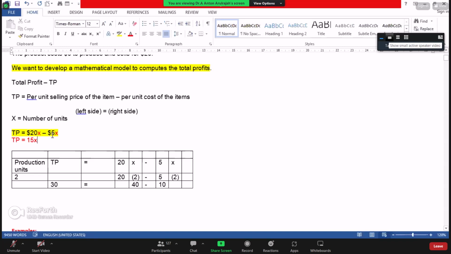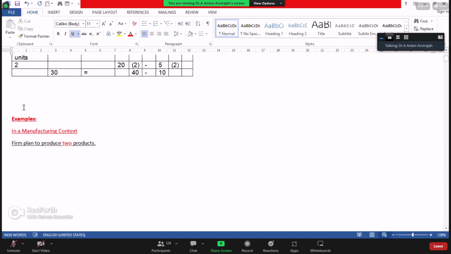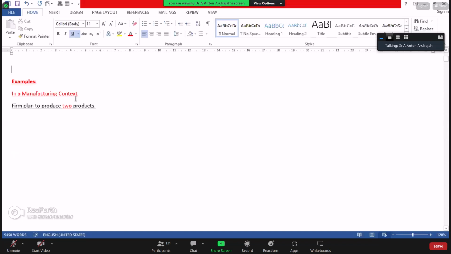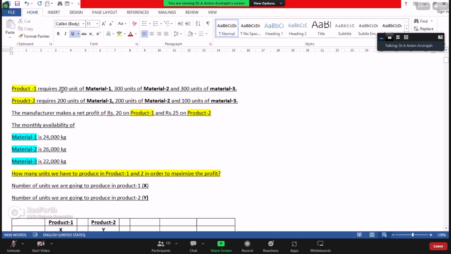I introduced it to give an understanding of the model, and now I will move to a relatively more complex issue in a manufacturing context. A firm plans to produce 2 products. Product one requires 200 units of material one and 300 units of material two. These are the per unit requirements to produce product one.